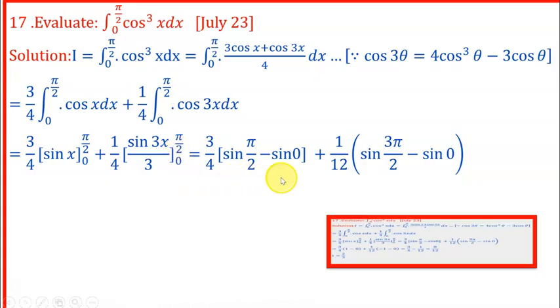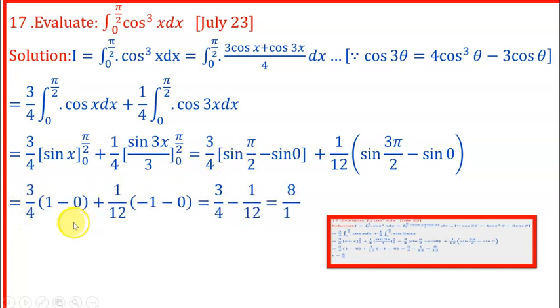And after substituting upper limit minus lower limit, you will get 3 by 4 sin of pi by 2 minus sin 0, plus 1 by 4 into 3, that is 1 by 12 sin of 3 pi by 2 minus sin 0. Hence you will have 3 by 4, sin of pi by 2 is 1, minus 0, plus 1 upon 12. What about the sin of 3 pi by 2? Sin of 3 pi by 2 is minus 1, sin 0 is 0. Therefore, you will get 3 by 4 minus 1 by 12.